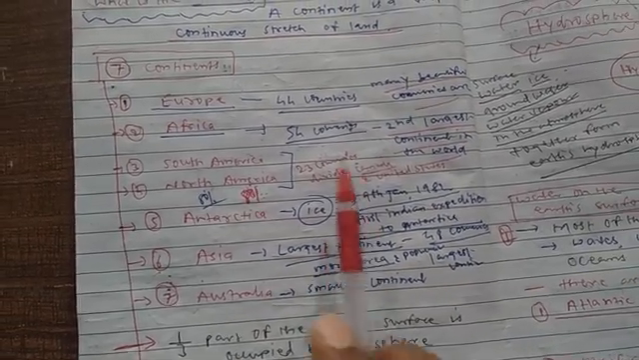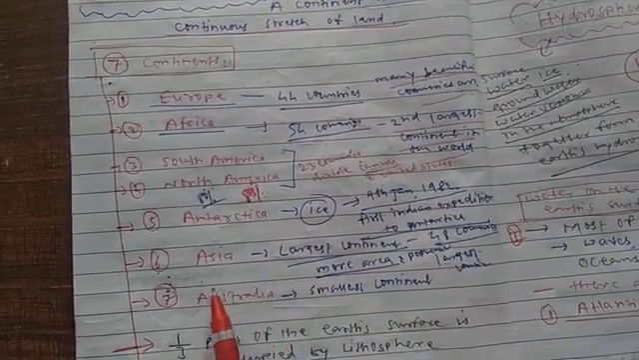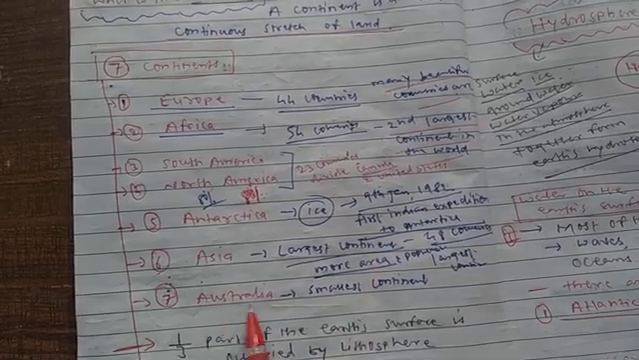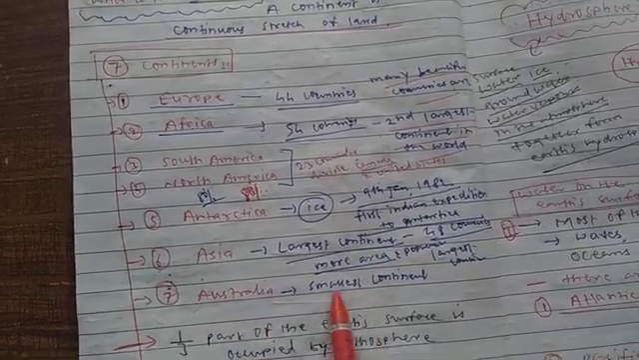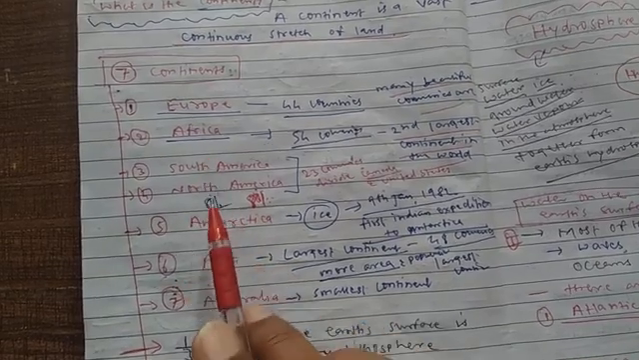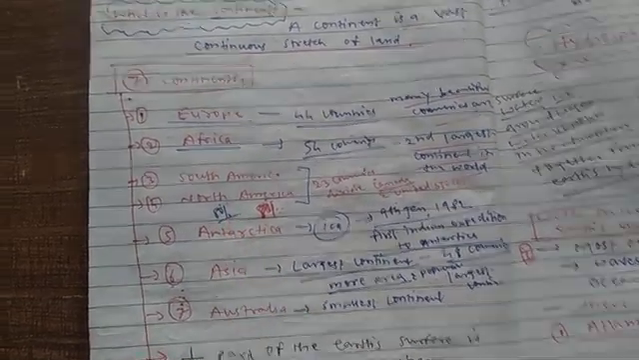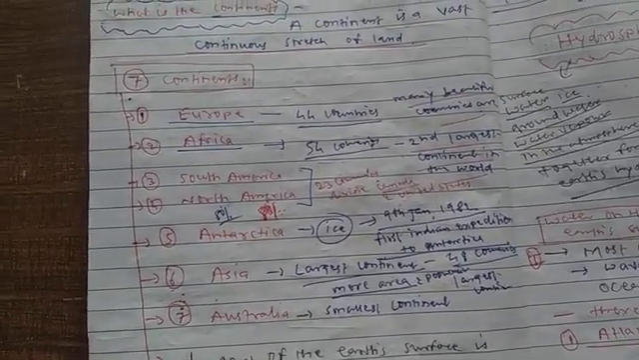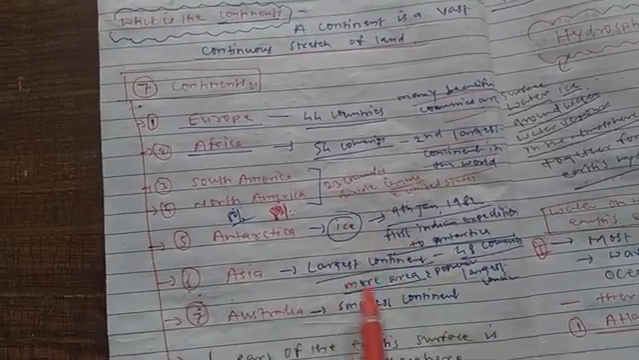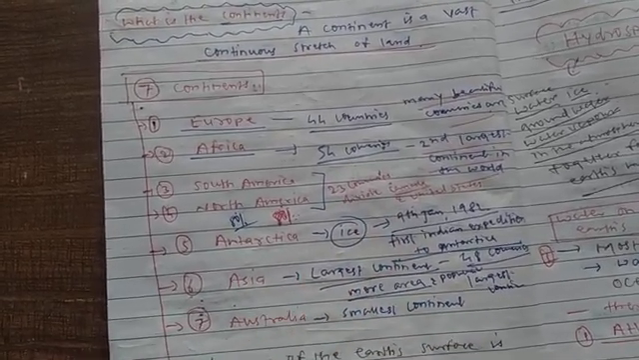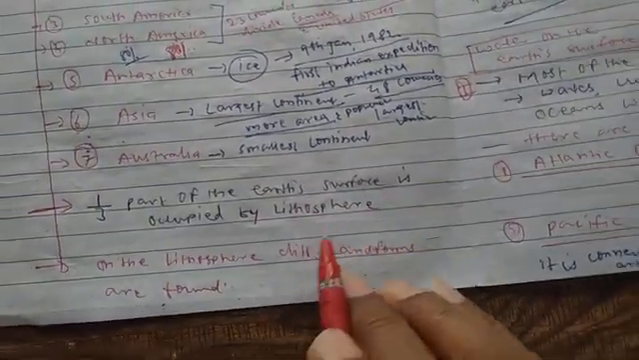Sometimes objective type questions may ask which continent is the largest and which is the smallest. North America, South America, Africa, Europe, all these continent names you have to remember. Keep in mind the characteristics I gave you. 1/3 part of the Earth's surface is occupied by the lithosphere.